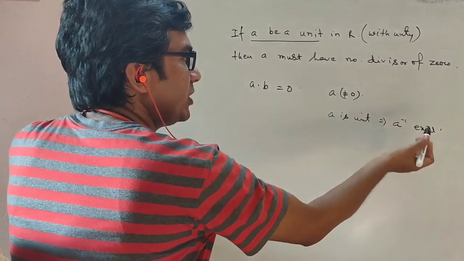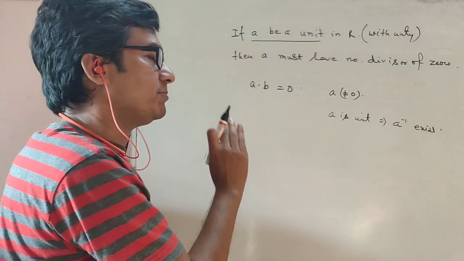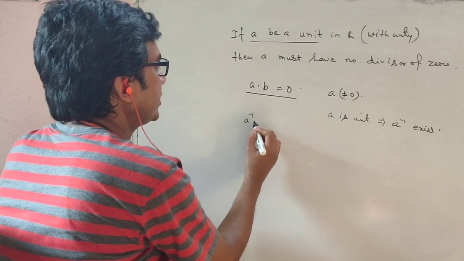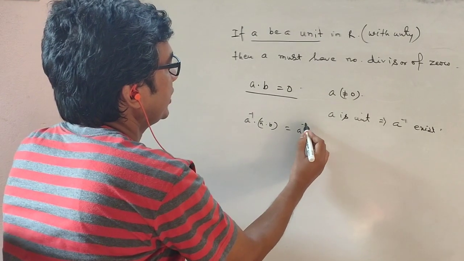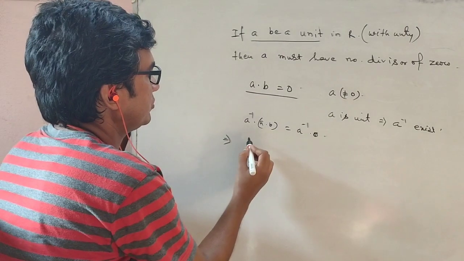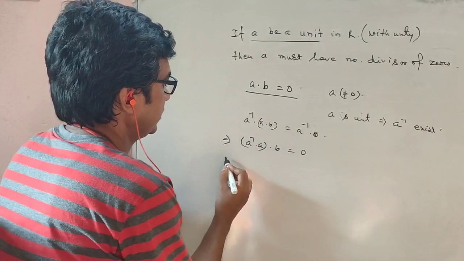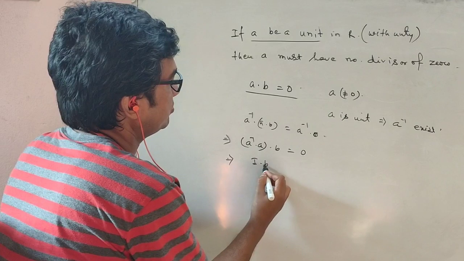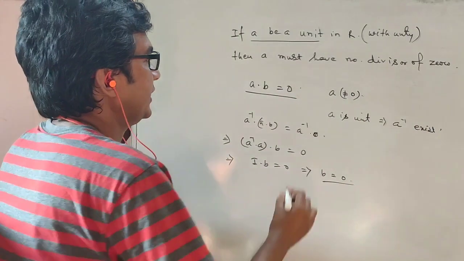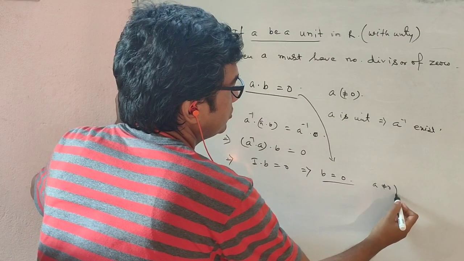Since A inverse exists, we can multiply from the left on both sides of the relation. We get A inverse dot A dot B equal to A inverse dot 0. From this, A inverse dot A dot B equal to 0, that is I dot B equal to 0, which implies B equal to 0. That is, A dot B equal to 0 implies B equal to 0, while A is not equal to 0.